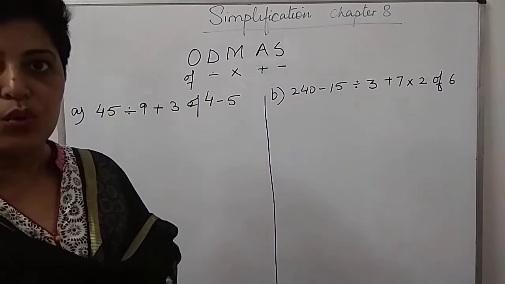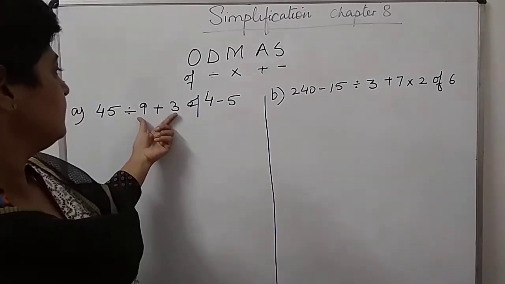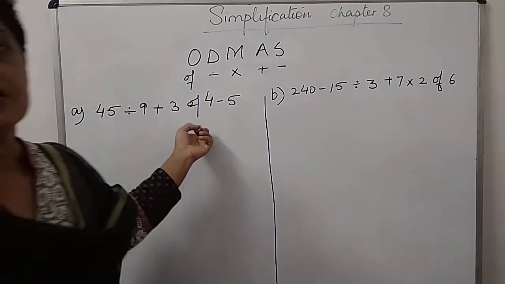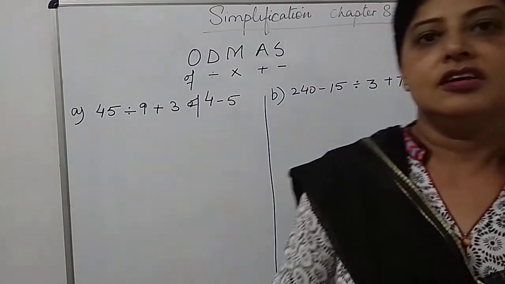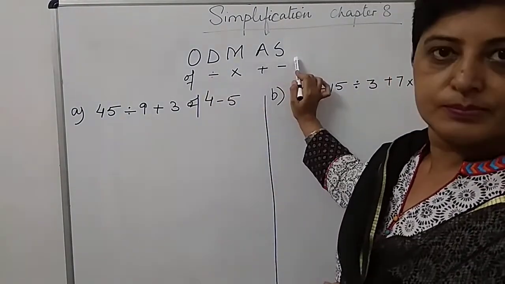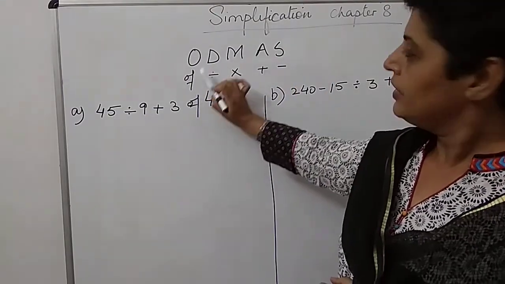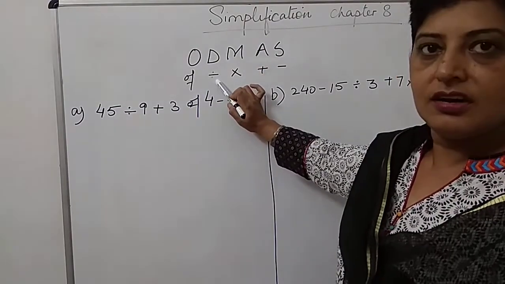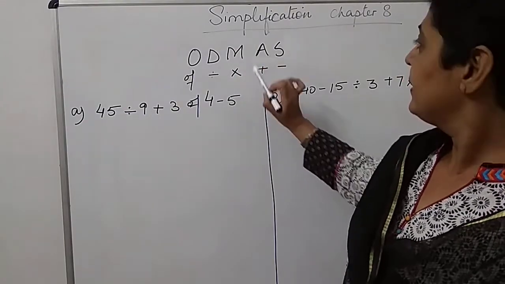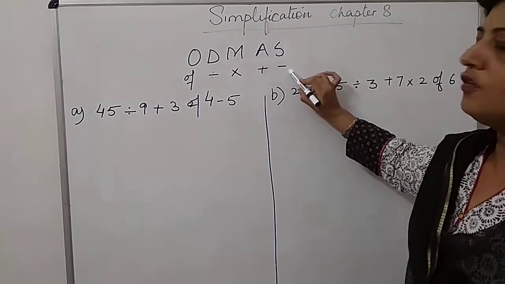Now if there were no rules, some might like to solve minus first, some might like to solve plus first. Some might go for division and some might go for of. So to avoid this confusion, we will follow the concept of ODMAS. Now ODMAS says O stands for of, D stands for division, multiplication is M, and then we have A stands for addition and S stands for subtraction.